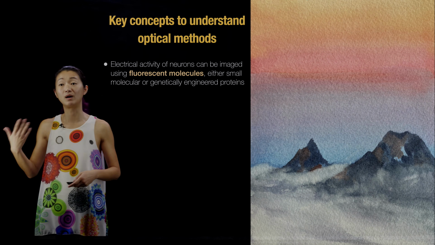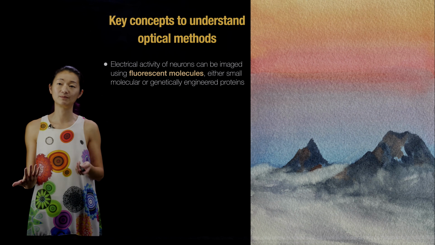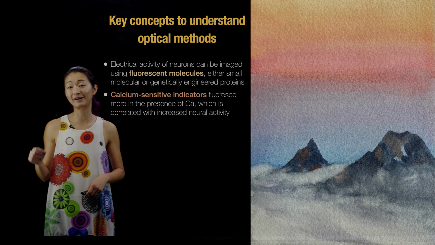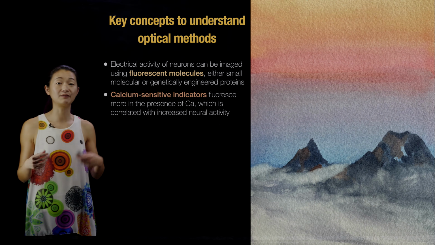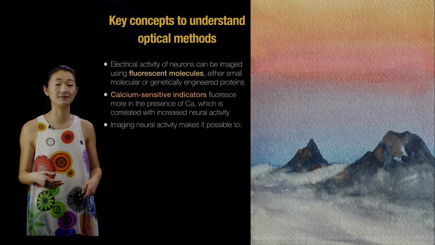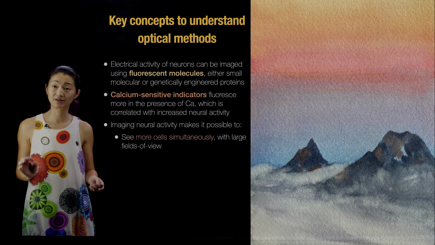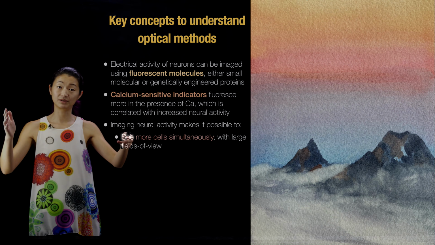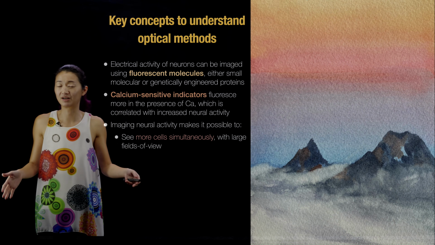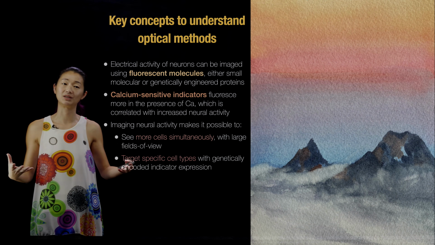You can do this either with small molecules or with genetically engineered proteins. They both have pros and cons in terms of which one you might choose for your particular experiment. We talked especially for a long time about calcium-sensitive indicators because they fluoresce more in the presence of calcium, and that's correlated with increased neuroactivity. And imaging this neuroactivity is a really cool thing because it allows us to see more cells simultaneously with really large fields of view. So instead of tiny fields of view, it's a couple of cells at a time. You can image from a lot of different cells now simultaneously, and that's a pretty interesting way of getting a more holistic view of neural activity.